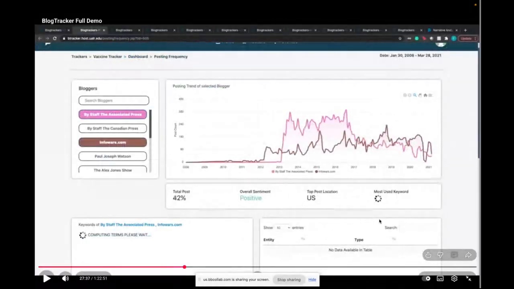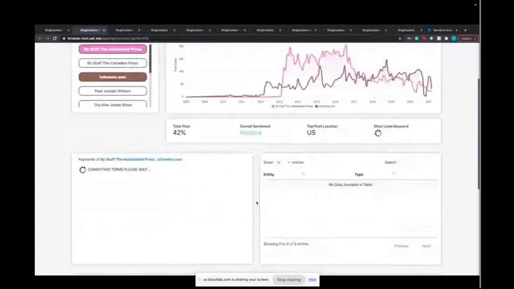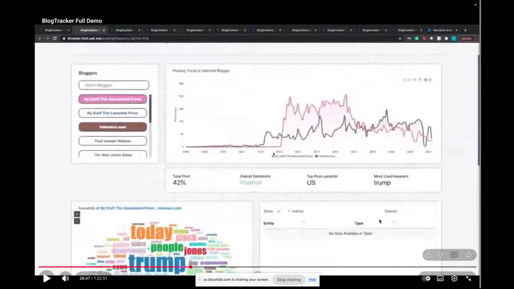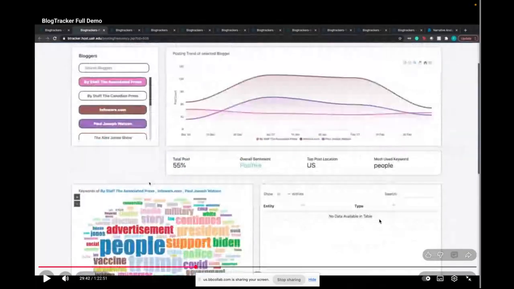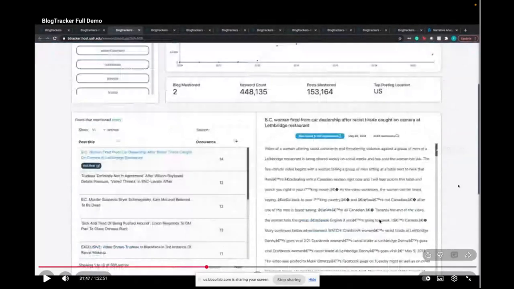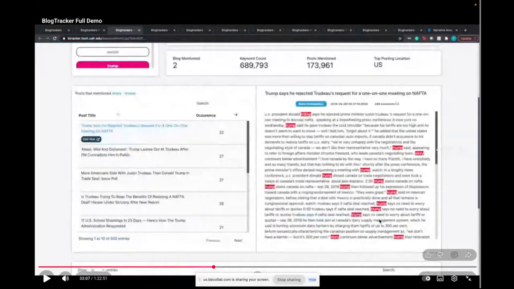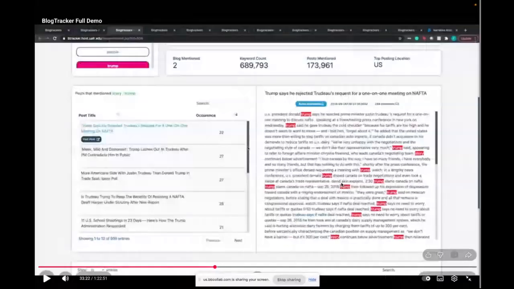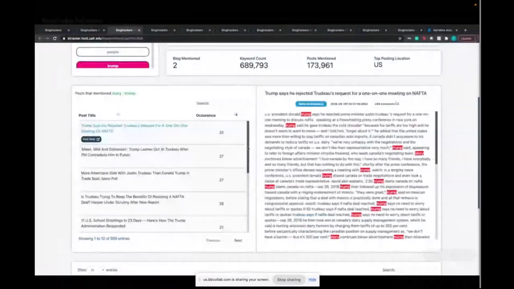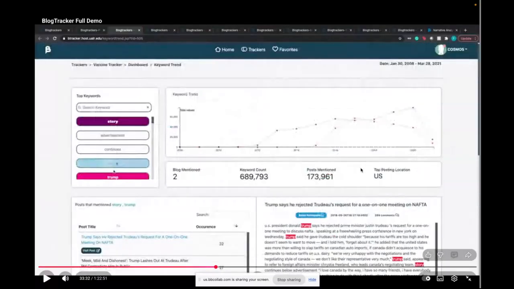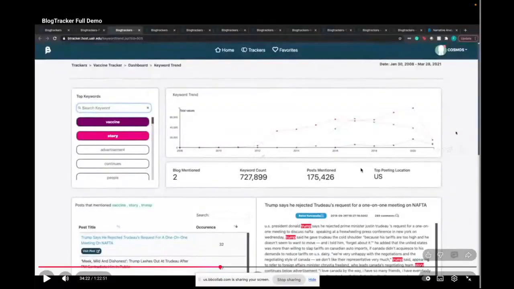You can also compare two different bloggers and see where exactly it is from, what exactly is the posting frequency of the blogs, and the keywords in all the blogs together. So in the right section, we can see the top keywords that it identified from this particular blog. So we can see Trump is the keyword that has been repeated the most.